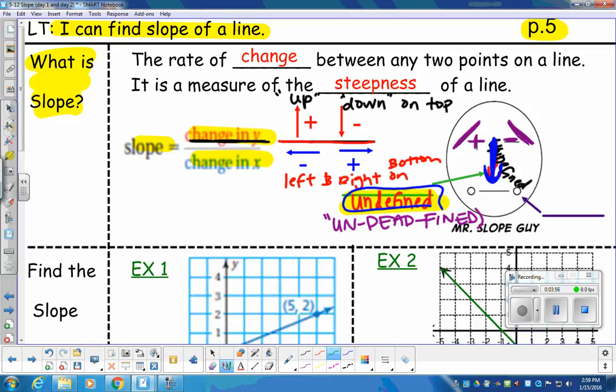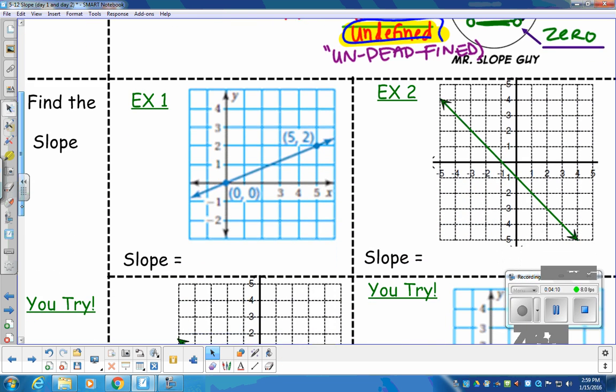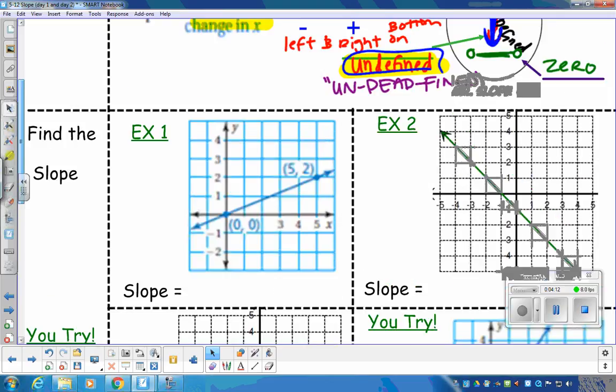Not scary, you could do it, cross-country skiing, so here it is. Flat line, not scary, has a slope of 0. So there is Mr. Slope Guy. Positive, negative, undefined, and 0. So we're going to talk about this little analogy that I like to teach. Here's the way it works.